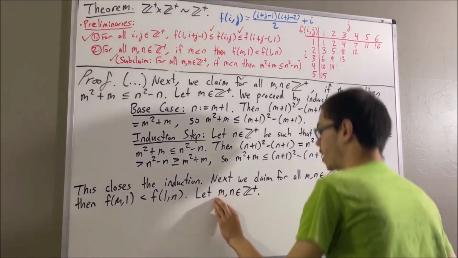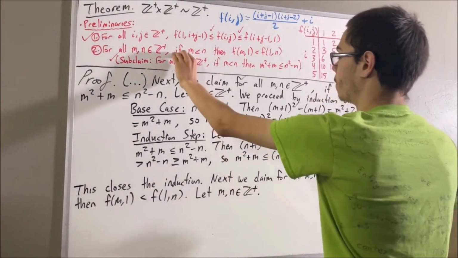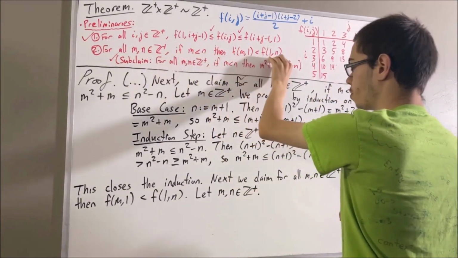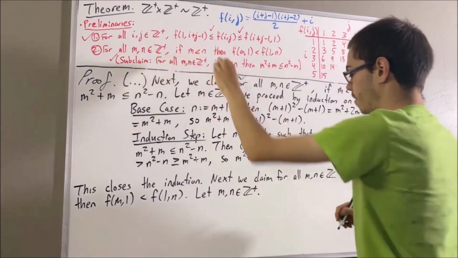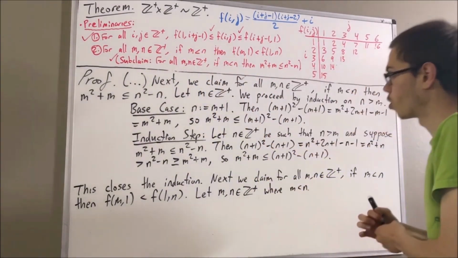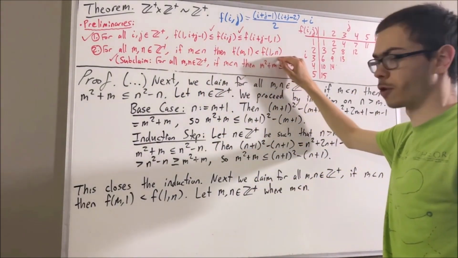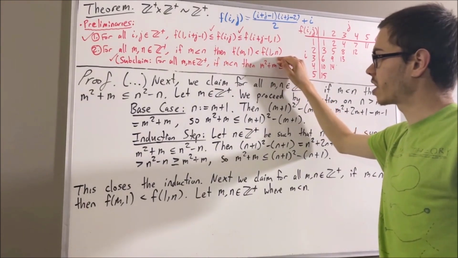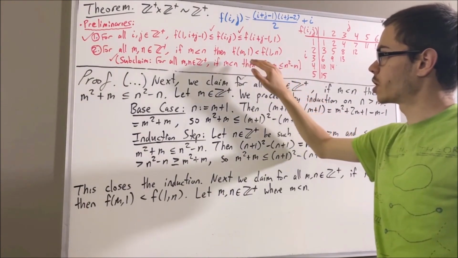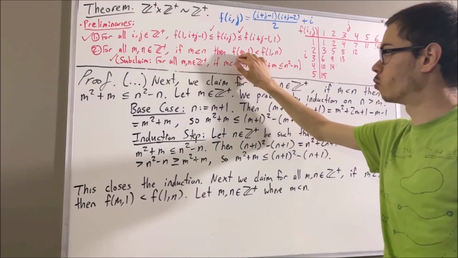And with these two positive integers m and n, we want to prove that if this is true, then this is true. So let's suppose that m is less than n. Our whole goal is to prove that this is true. To see how that comes together, I'm going to start out by writing f of m comma 1.